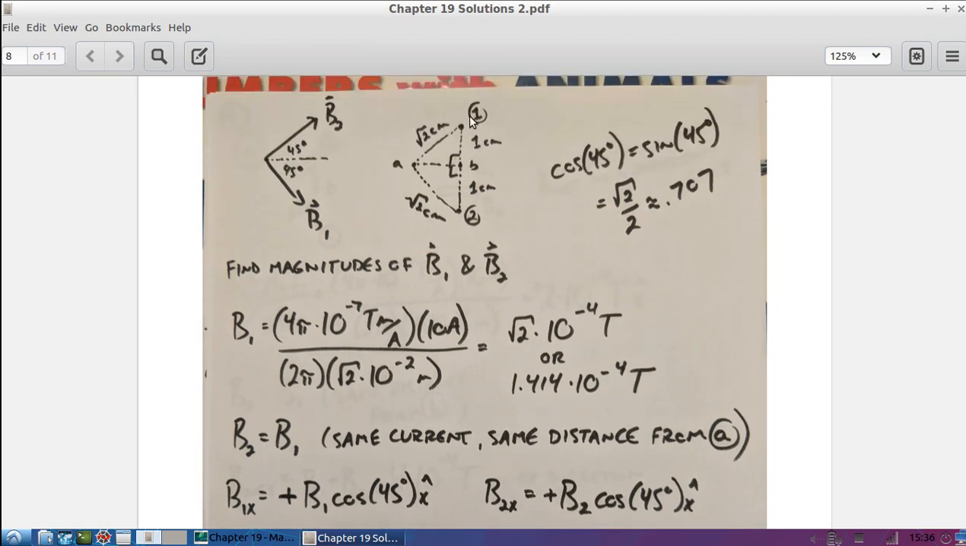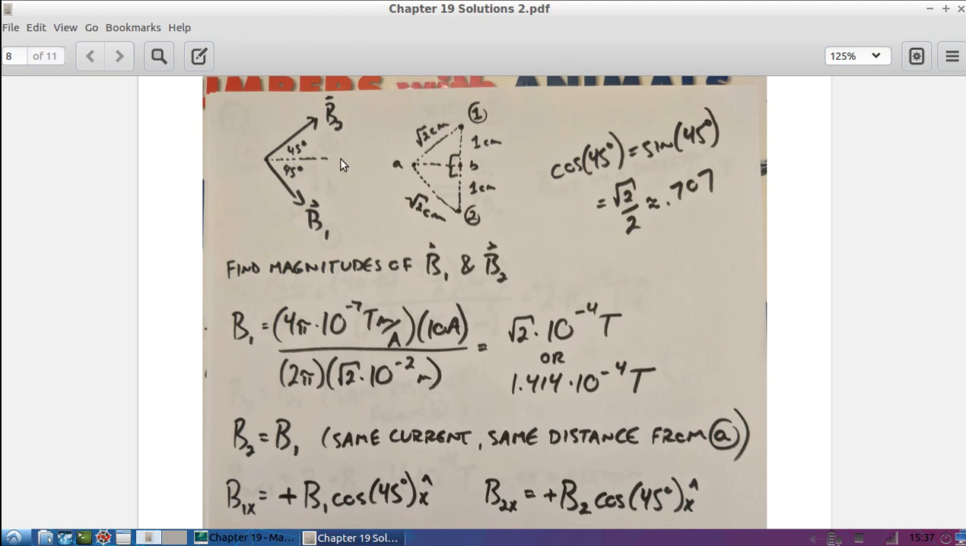Now both of these wires are carrying the same current, and they're the same distance from point A. So the magnitude of B1 is actually the same as the magnitude of B2. So the magnetic field strength due to both of these wires is the same at point A. But they're pointing in different directions, so I have to resolve them into their x and y components.